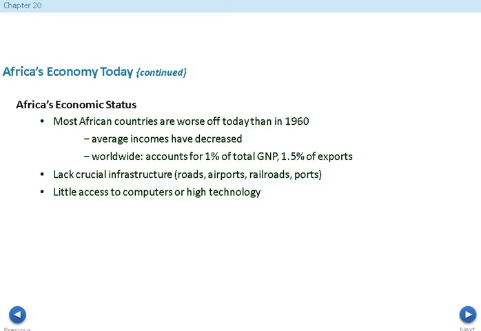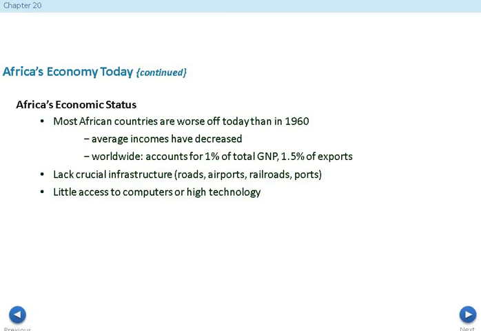Now, Africa's economic status. Most of the African countries are worse off today than they were in 1960. Average incomes have decreased, where in the rest of the world, of course, they've increased. Africa accounts for 1% of the total GNP, 1.5% of exports, meaning that you have this huge continent that is really making minuscule amounts of money for the world.